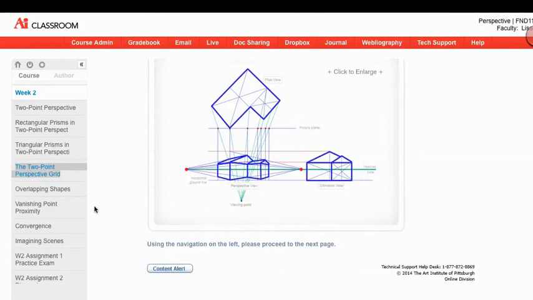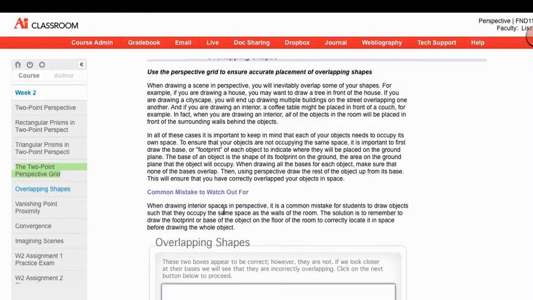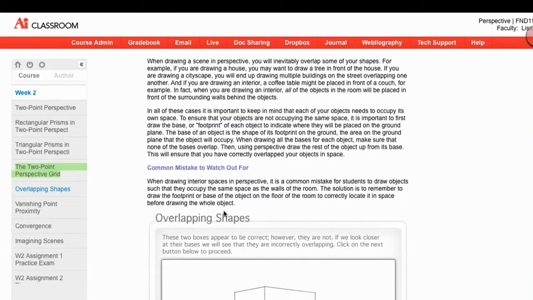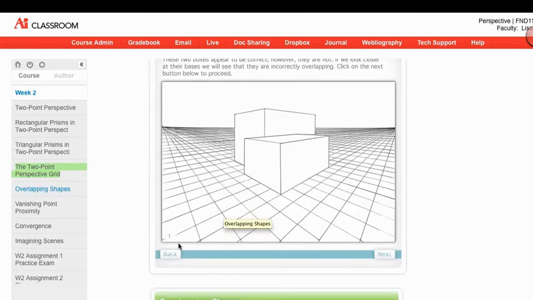All right, so the other thing to think about is the overlapping shapes. Remember the overlap, which we talked about in week 1. So same issue here. Make sure that your shapes can overlap in reality.